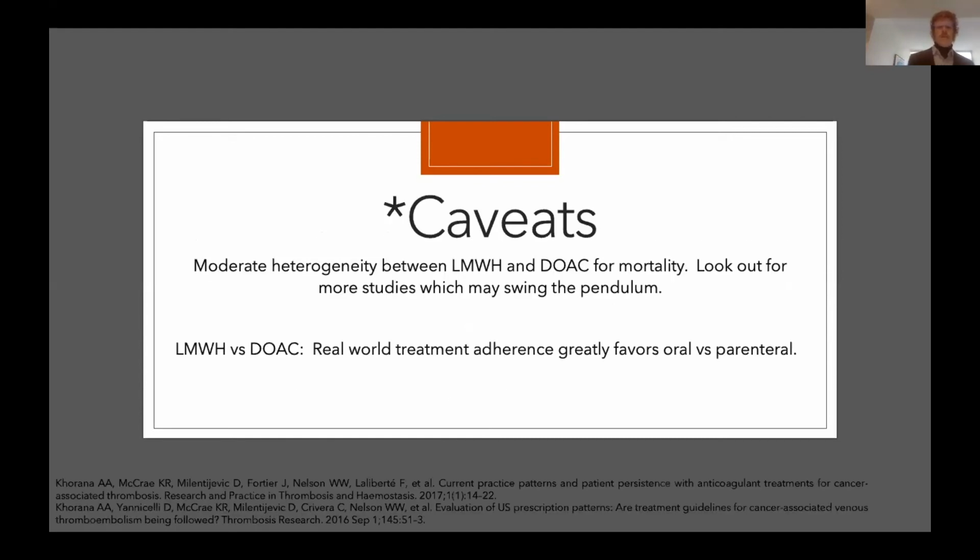There's some moderate heterogeneity between low molecular weight heparins and DOACs for mortality. Again, with respect to the meta-analyses, as far as I could tell, there's never been any proven mortality benefit when comparing low molecular weight heparins to DOACs to warfarin. There's been trends either way, but I was unable to track any studies down that were able to show that, and the meta-analyses did not.